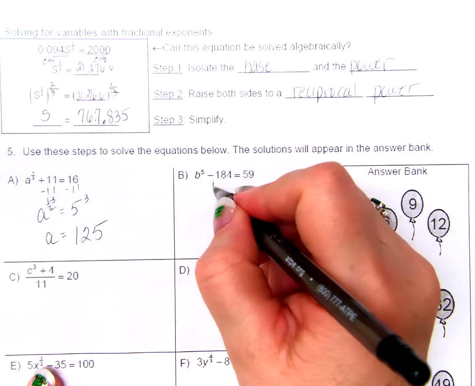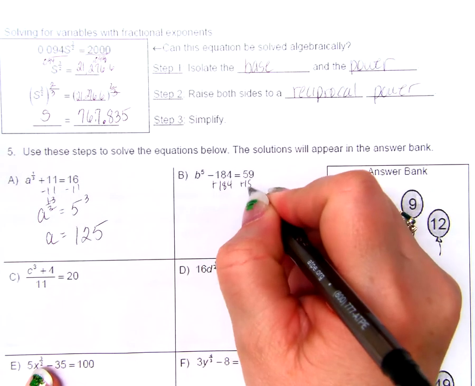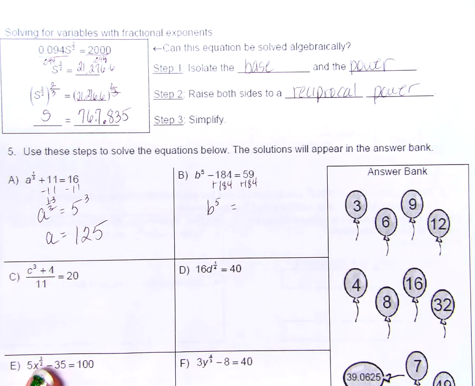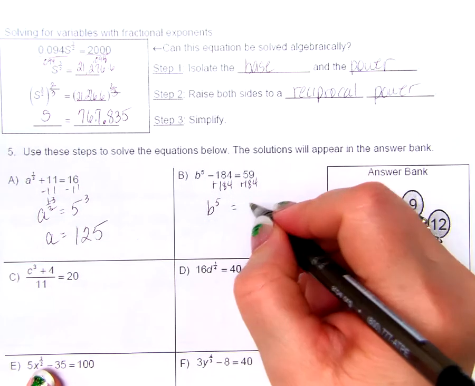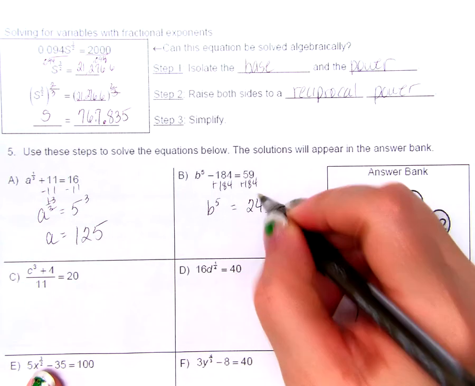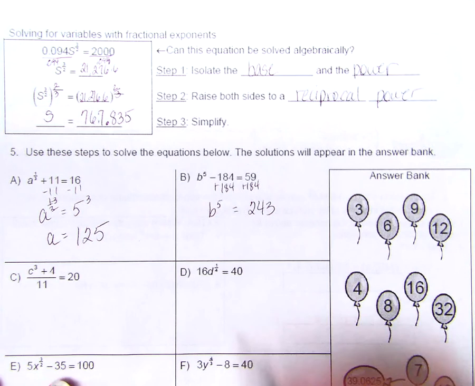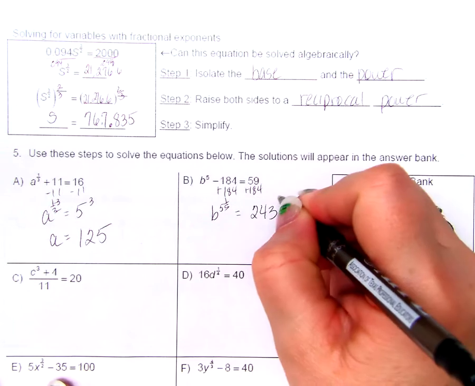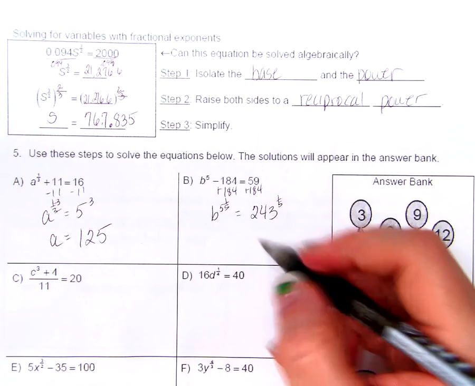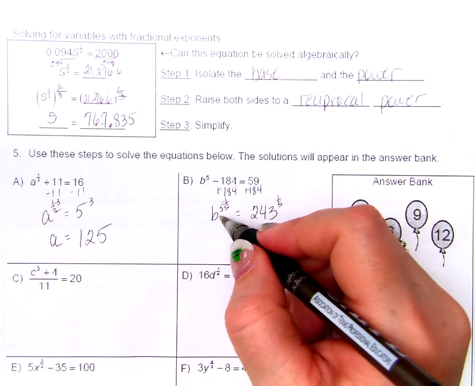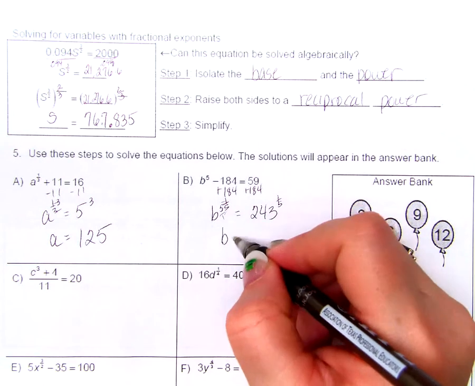Add 184 on both sides. B to the 5th equals 243. Is that what you said? Okay. Now what? What is the reciprocal of 5? Very good. 1 over 5. Again, it's a power, not a multiplier, right? Okay. So 5 over 5. 5 over 5. So B equals.